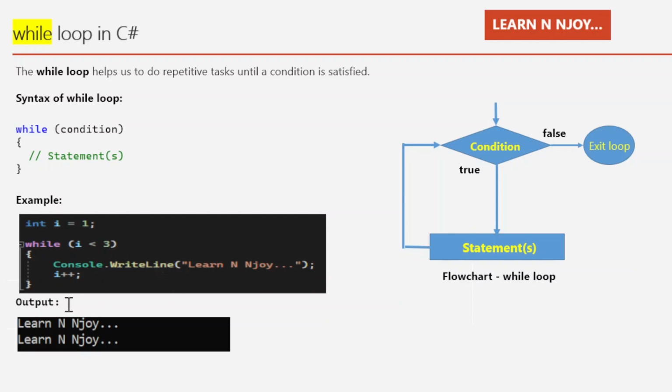Okay, and if you notice, initialization of i is not a part of the while loop. It is outside of the while loop, and that's why I wrote above this while loop, int i = 1, right? So that I can use it in the condition of this while loop. And if you see this output, as this loop got executed 2 times only, "learn enjoy..." got printed 2 times into this console window.